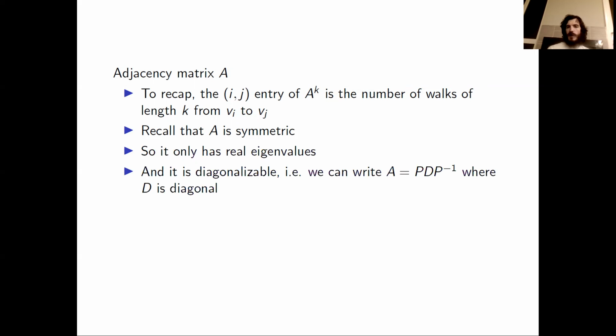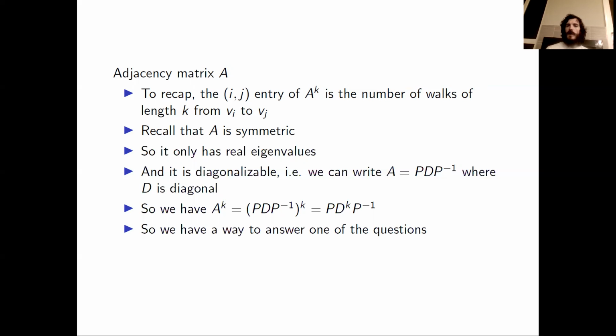So that means that our adjacency matrix A, we can write as A equals P times D times P inverse, where D is a diagonal matrix. And that gives us an easy way to calculate A to the K. We can just calculate it as P times D to the K times P inverse. And raising D to the K is much simpler than raising A to the K, because all we have to do is raise the entries on the diagonal to the K.